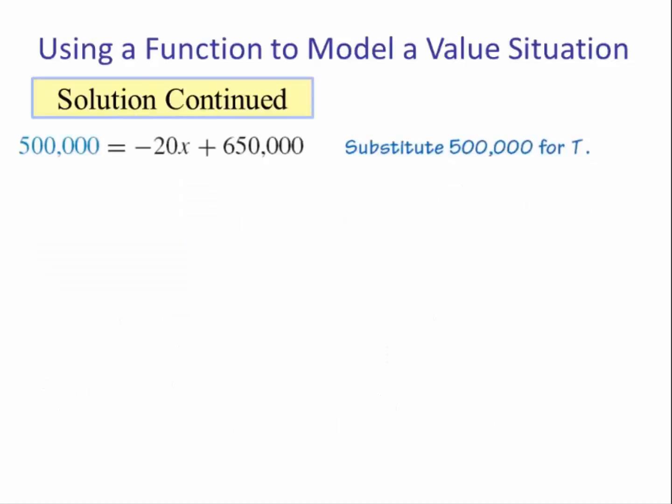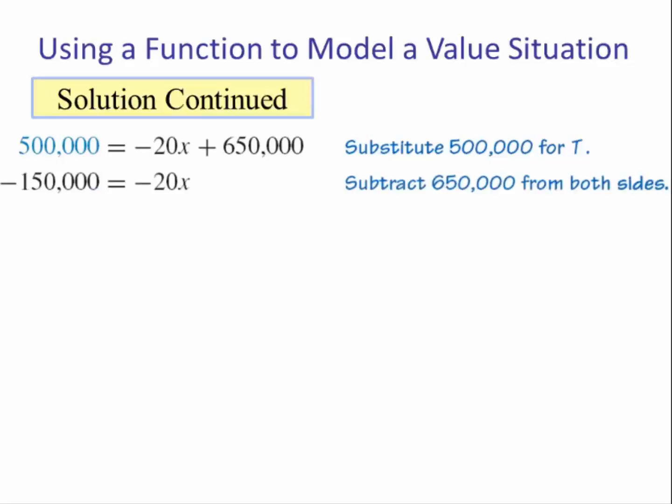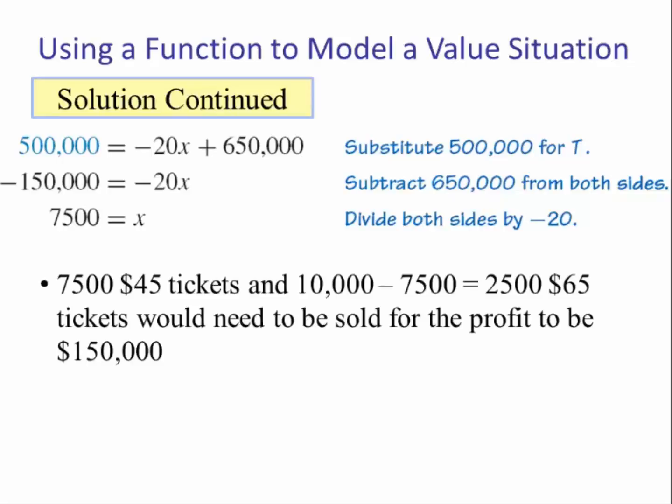So we have 500,000 equals negative 20x plus 650,000. Subtract 650,000 from both sides. We have negative 150,000 equals negative 20x. Divide by negative 20. A negative divided by a negative is positive, and we have x equals 7,500. So 7,500 $45 tickets and 2,500 $65 tickets will need to be sold to have a profit of $150,000.